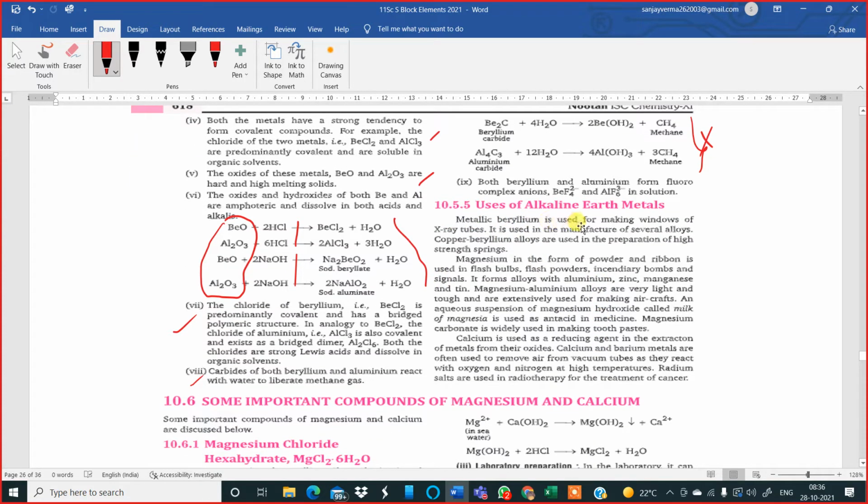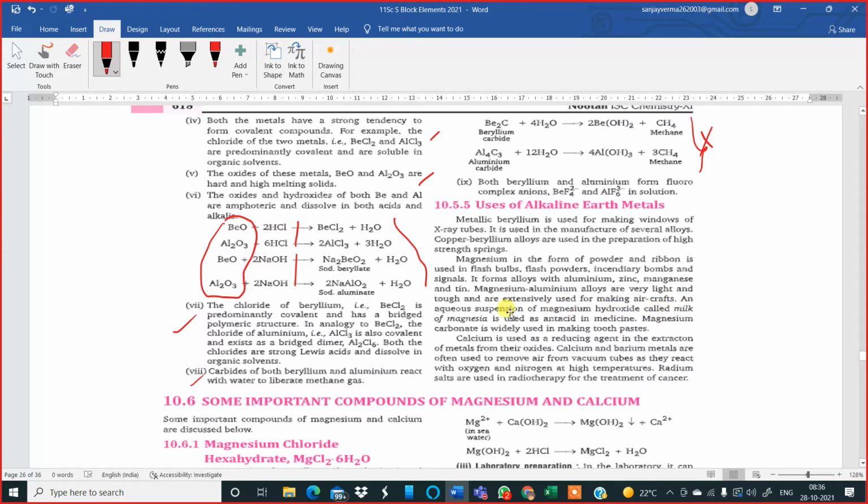Metallic beryllium is used for making windows of X-ray tubes. It is used in the manufacture of several alloys also. Copper beryllium alloys are used in the preparation of high strength springs, vehicle springs and all. Magnesium in the form of powder and ribbon is used in flash bulbs, flash powders, incendiary bombs and signalings. It forms alloys with aluminum, zinc, manganese and tin. Magnesium aluminum alloys are very light and tough and are extensively used for making aircraft.